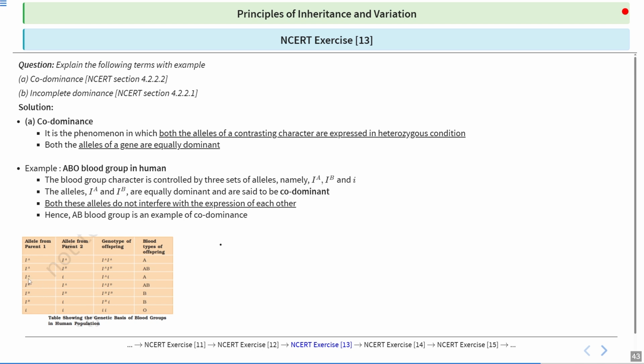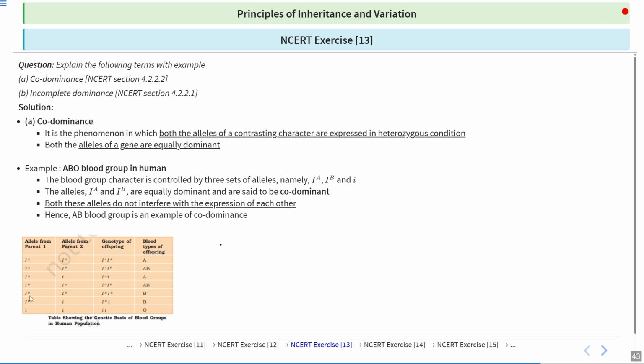Then one of the parents is having IA and small i. So the genotype will be IA and small i in the offspring, and this will be having A blood group because IA is dominant over small i. Then you can see another parent. Parent 1 is having IB, parent 2 is having IA. The offspring will be having IA and IB. Blood group will be AB.